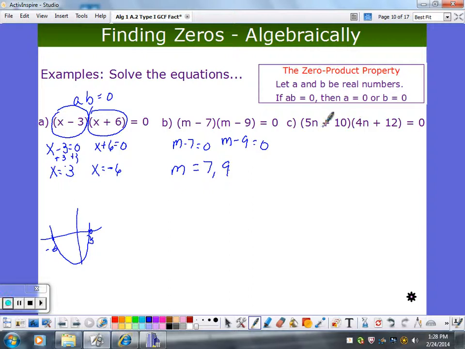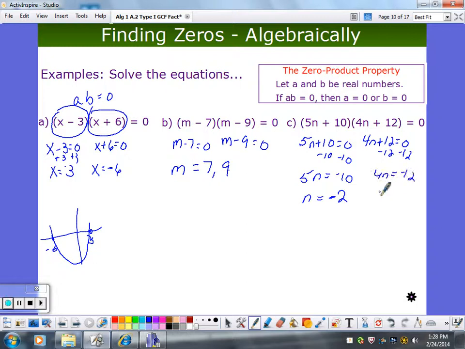Now this one might be a little harder to see, but it's the same idea. This times this equals 0. So set your first factor equal to 0. Set your second factor equal to 0. Here's how we're going to find our two solutions. We know how to solve these. They're linear. So subtract 10. And then divide by 5. Your first possible solution is -2. Subtract 12. Divide by 4. And there's your second possible solution.